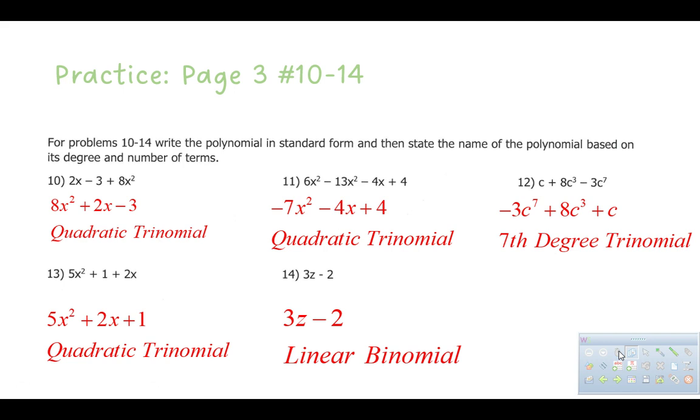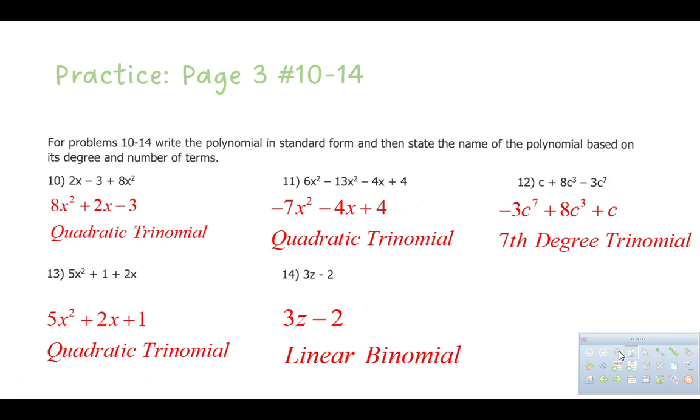Alright, so for the first one, I didn't have any like terms to combine. I just had to reorder it to put it in standard form. So the squared came first, the linear came second, the constant came last. Quadratic, 1, 2, 3, trinomial.